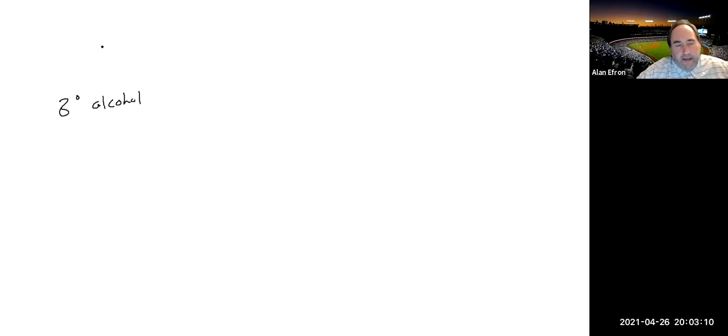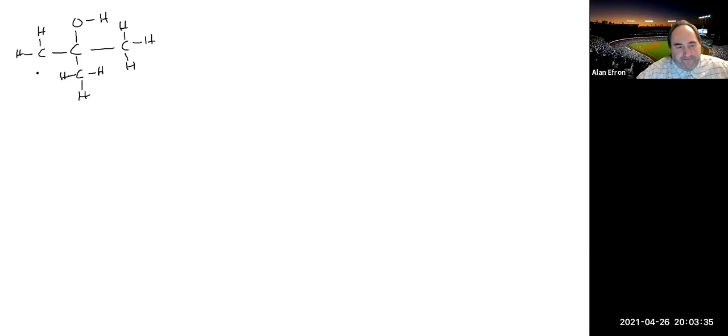If I draw a tertiary alcohol like this, and we'll do this... That would not be a tertiary alcohol. Let me actually draw a correct one. Get rid of that right there. There we go. Okay, so tertiary alcohol right here, this carbon attached to three other carbons. Again, tertiary alcohol.